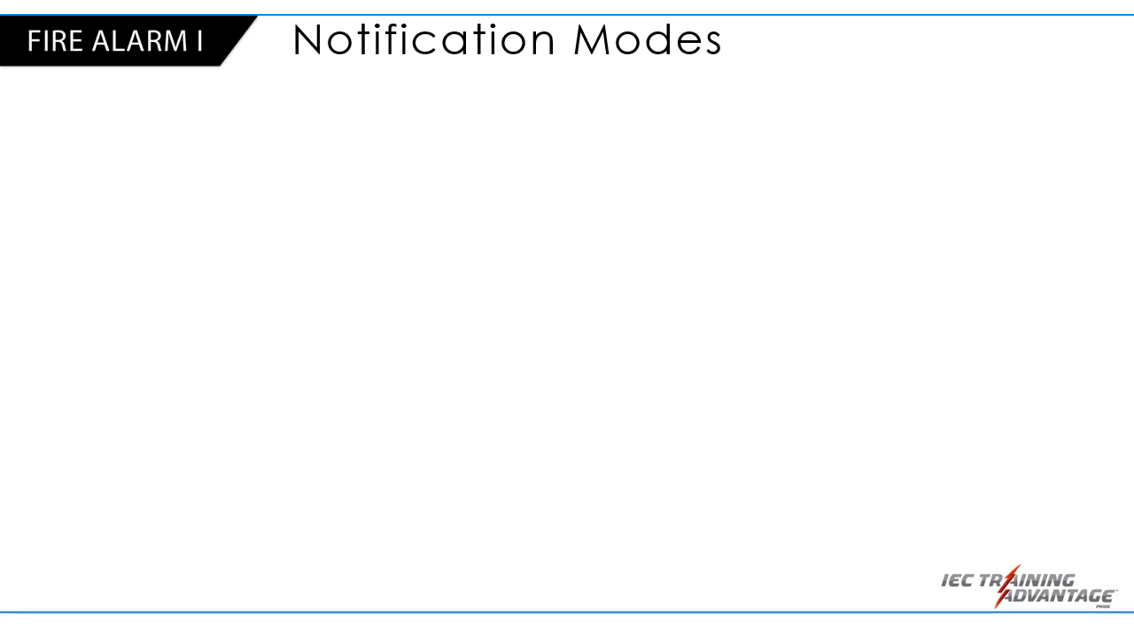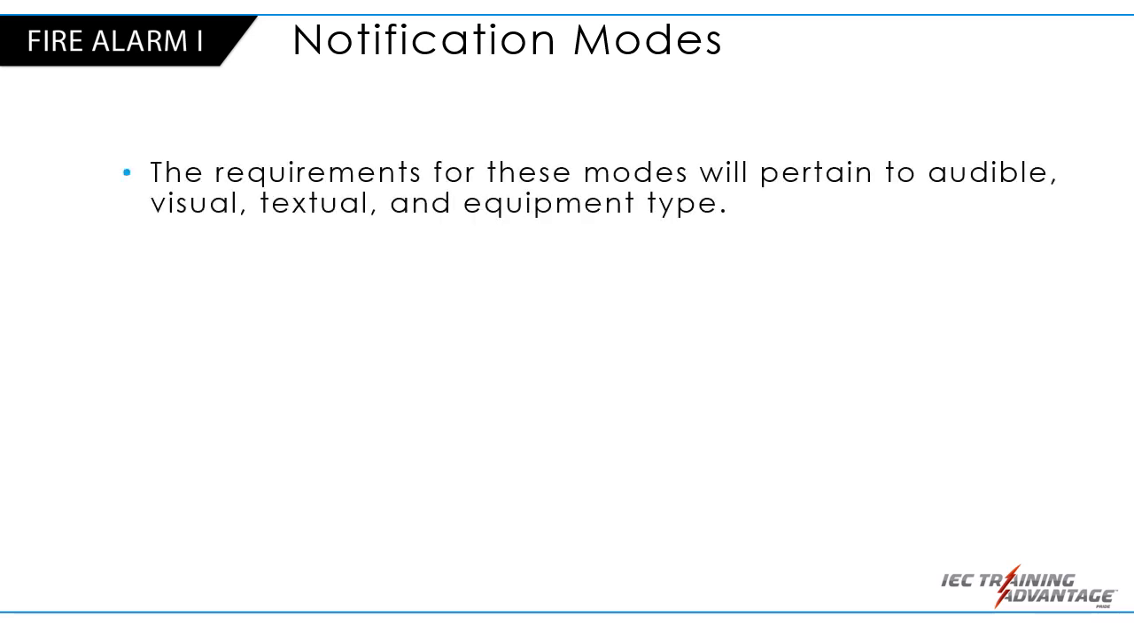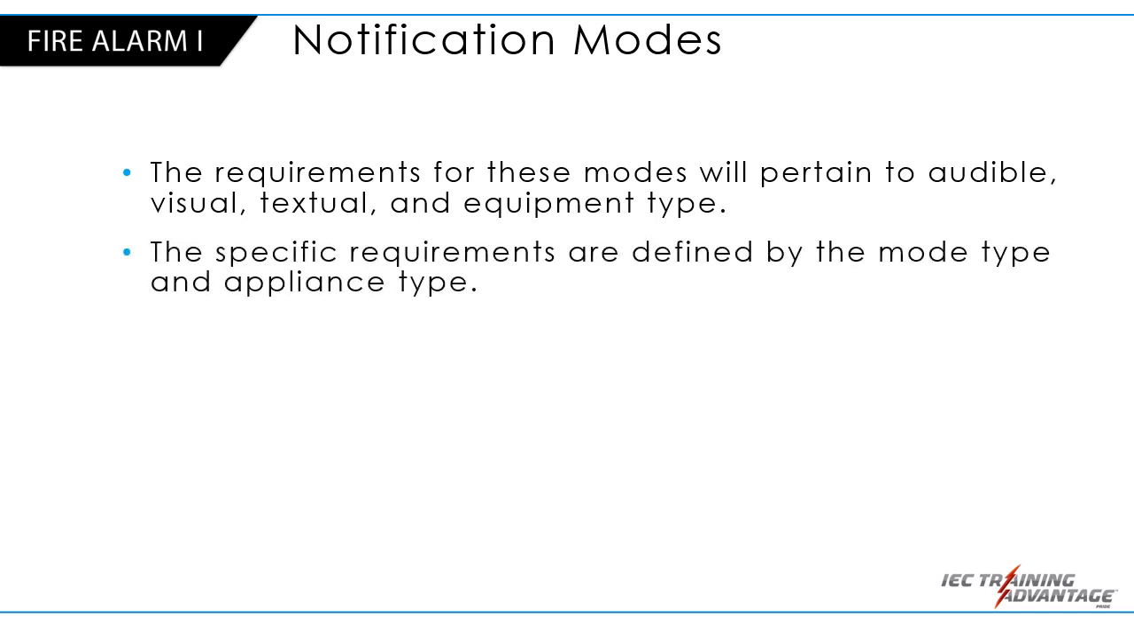Different notification modes. The requirements for these modes will pertain to audible, visual, textual, and to the equipment type. And the specific requirements are defined by the mode type and appliance type. So just kind of an overview here. The requirements for these modes are going to be audible, visual, textual, and equipment. We can't use the same signals for evacuation that we use for other types of announcements. And I'm going to review that in the next slide.